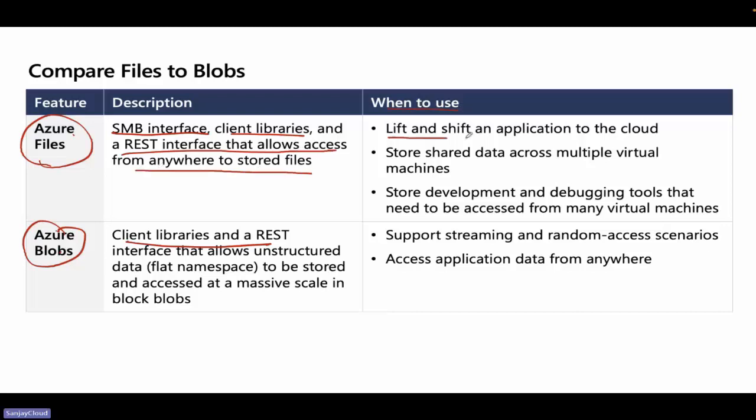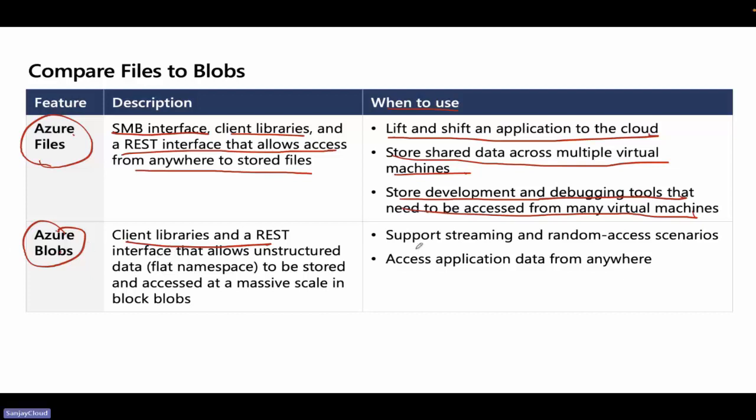When to use file share: lift and shift an application to the cloud. If you want to migrate an application to the cloud, you can use a file share. To store shared data for multiple virtual machines, we can use a file share. Store deployment and debugging tools that need to be accessed from many virtual machines. If you have teams of developers who need the same debugging tool, you can create a file share in which you store your development or debugging tool, and mount it to your developers' systems.